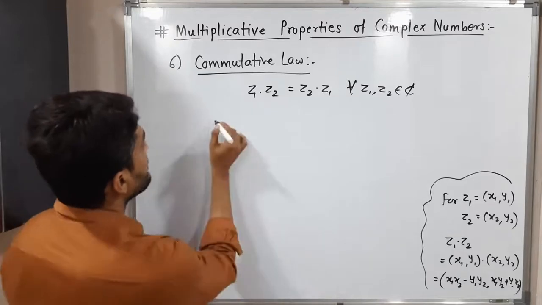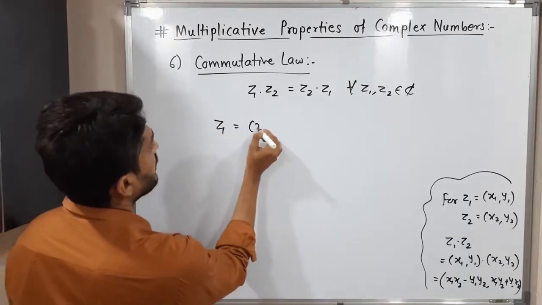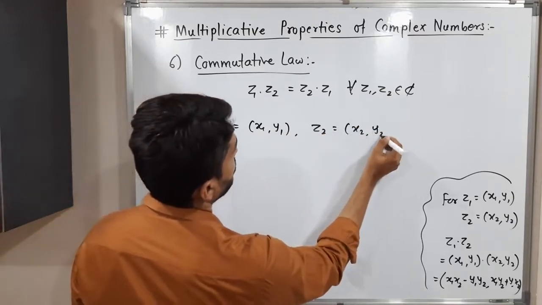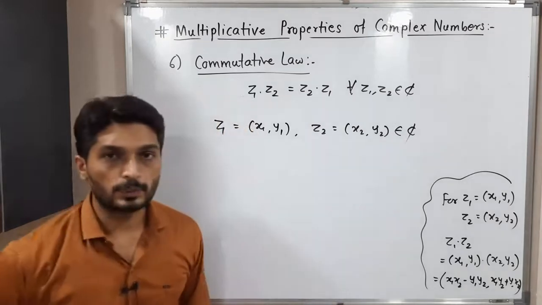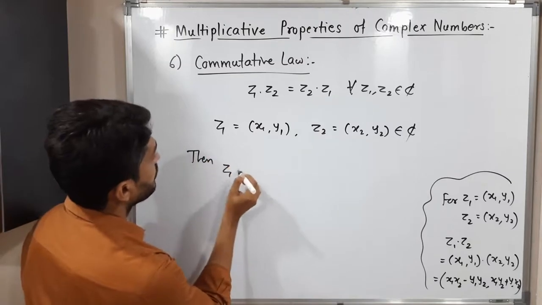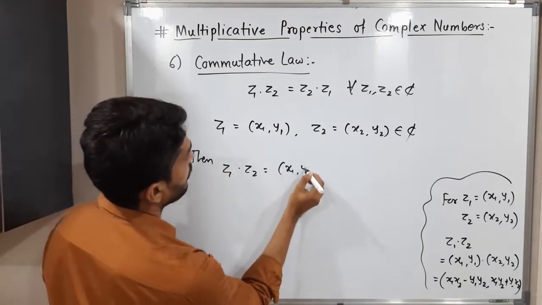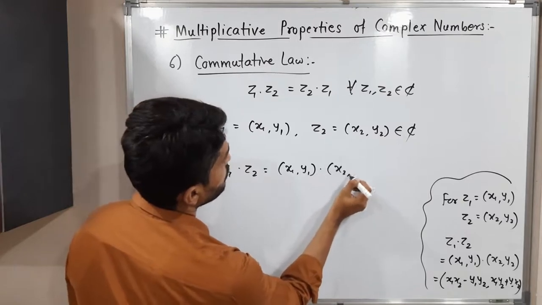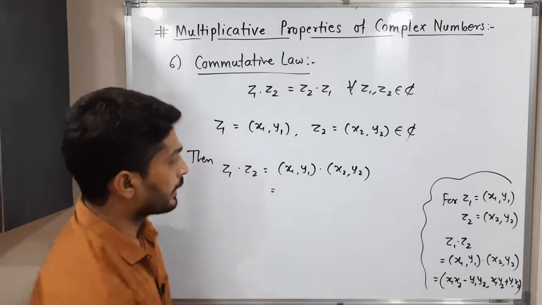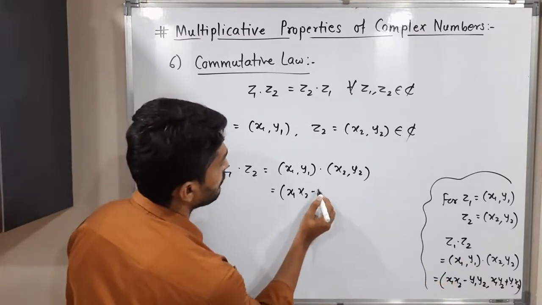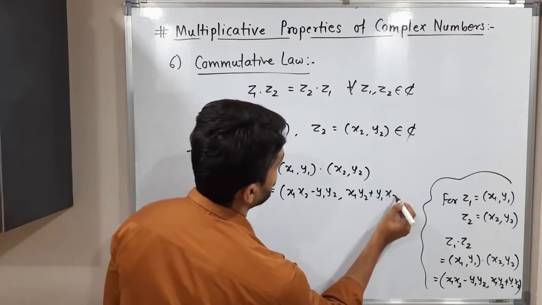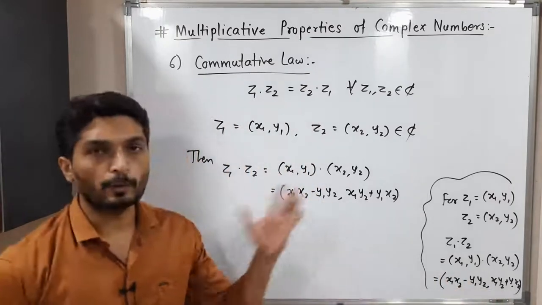So let me take z1 is equal to (x1, y1) I am taking, and z2 is equal to (x2, y2). These are two complex numbers we have. So let us find z1 into z2. Then z1 into z2, which is equal to (x1, y1) into (x2, y2). So here already we have stated its value. So z1 into z2 is equal to that one. So let me write it here, (x1 x2 minus y1 y2, x1 y2 plus y1 x2). Already we have found out here, no? So simply I copied it here.